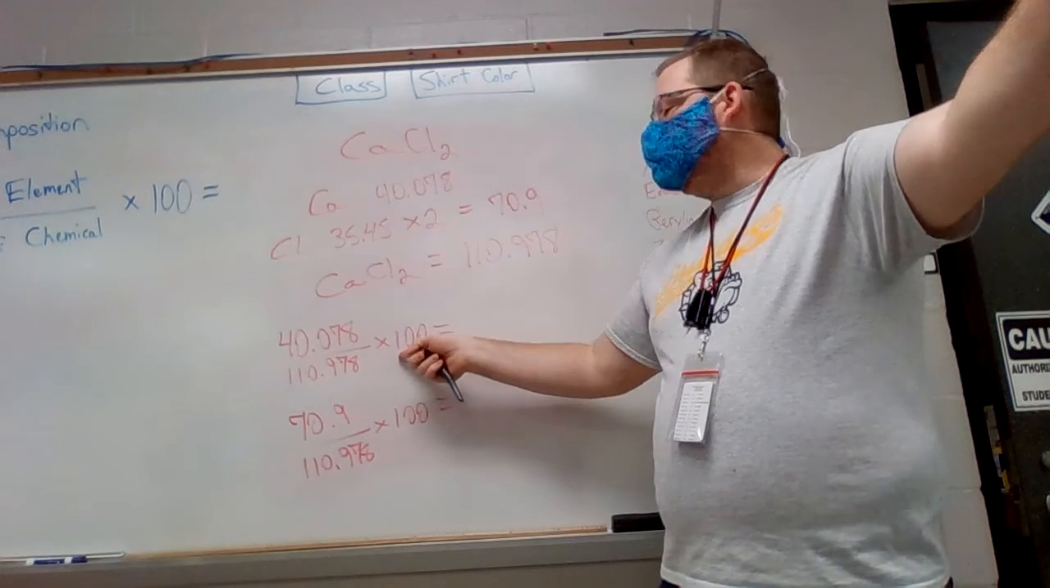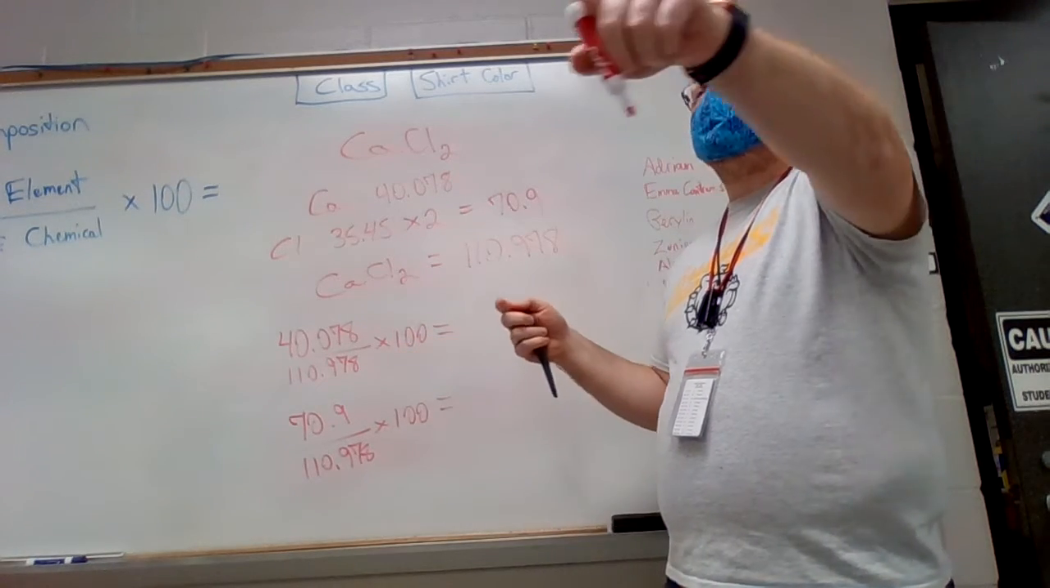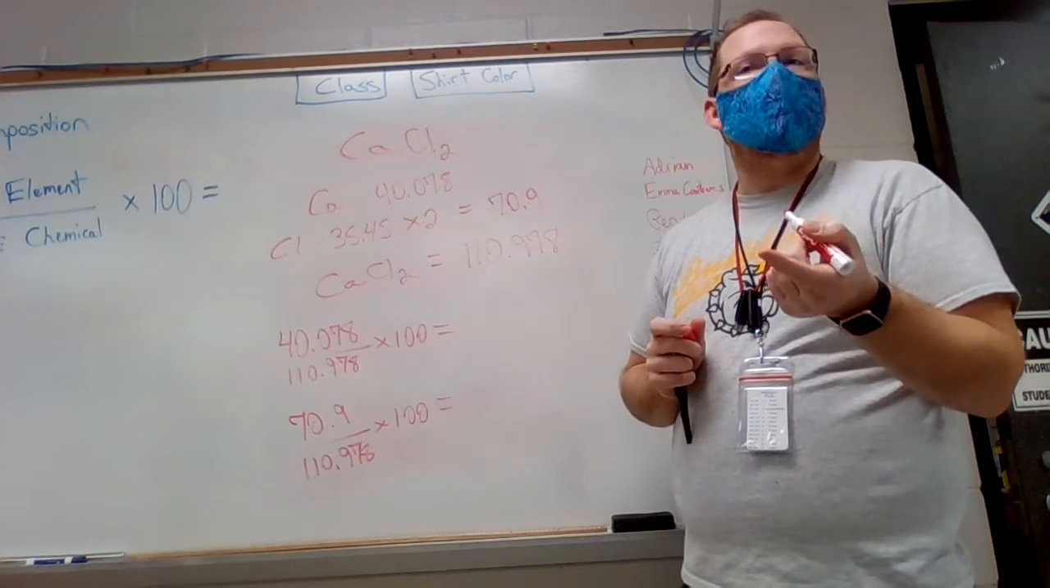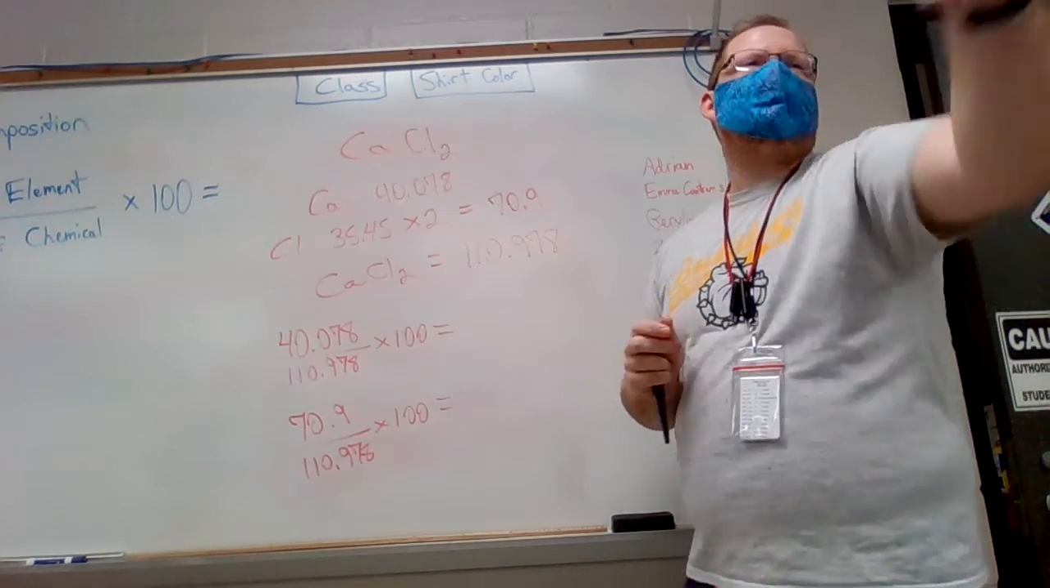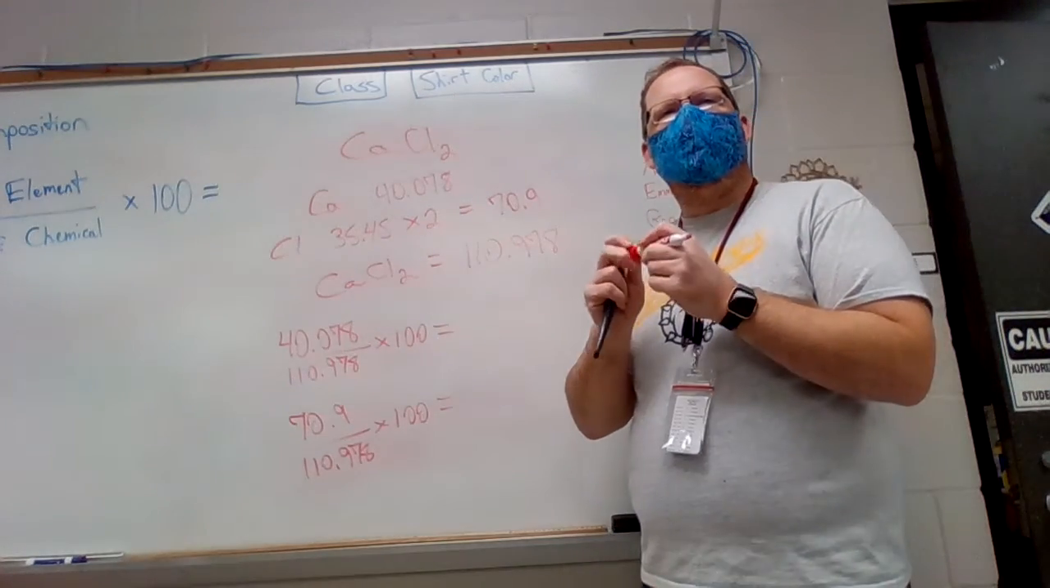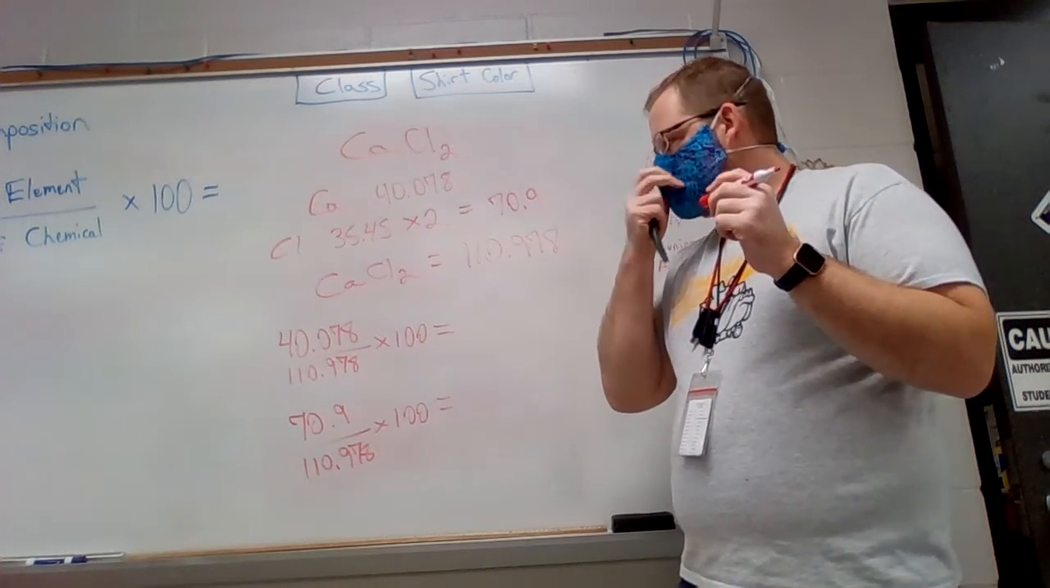Who's got their calculator ready? Will you do the top one for me, please? And who else has a calculator? Nobody else in the whole class. Only one person got a calculator. Yes, thank you. We do the bottom one, 70.9 divided by 110.978 times 100.